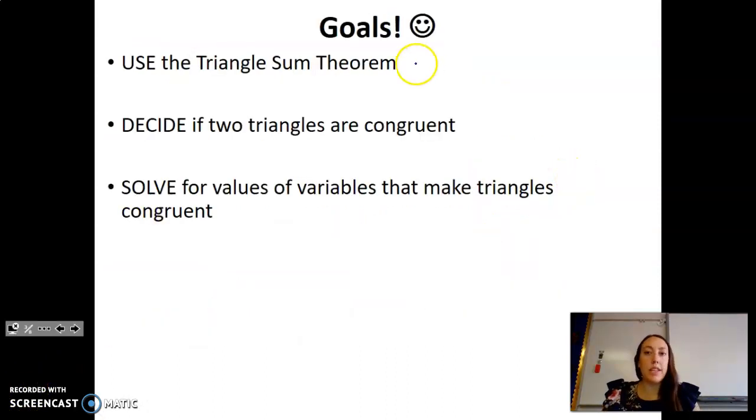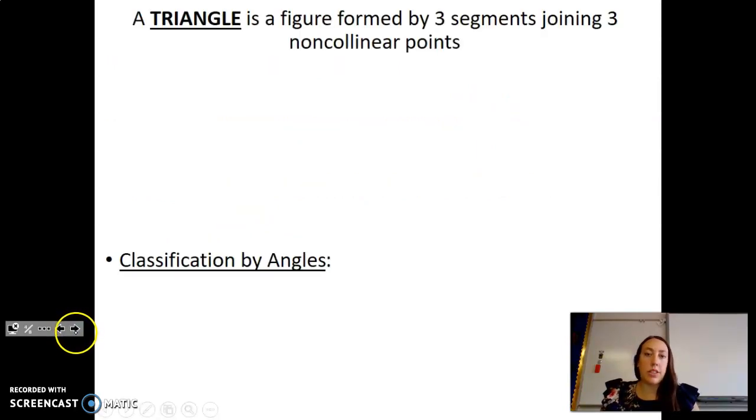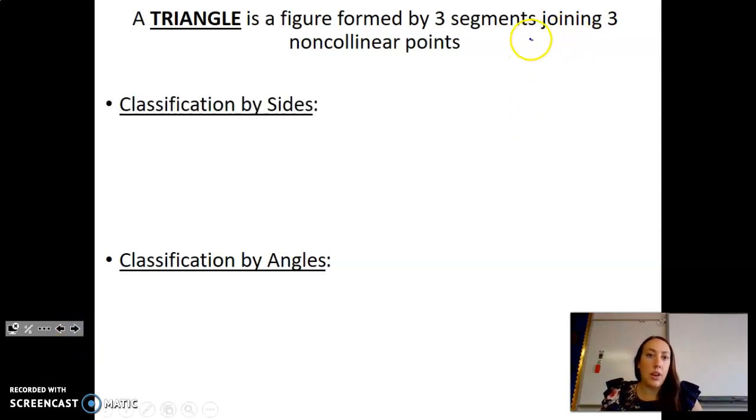What we'll do in this lesson is you will learn the triangle sum theorem and use that to decide if two triangles are congruent, and then solve for values of variables that make two triangles congruent to one another. So we're just going to start off with a few definitions. You know what a triangle is, you've seen it before, but formally it's a figure formed by three segments joining three non-collinear points. So the three points just can't all be in a straight line. And you have three segments joining them. So you know what a triangle looks like.